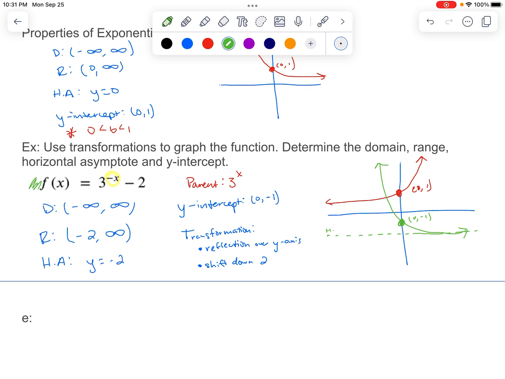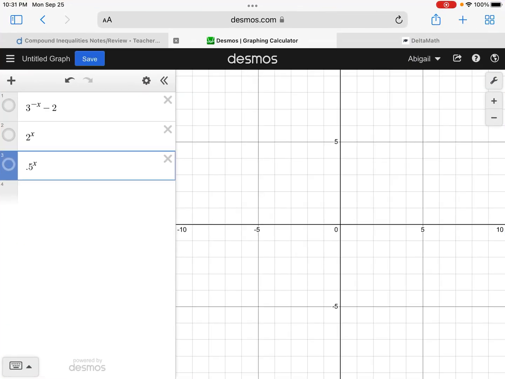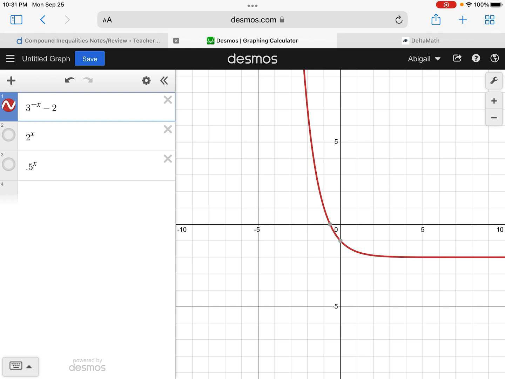So my horizontal asymptote here is now going to be at y equals negative 2. Again, this is just kind of a rough sketch, but you're getting the idea behind the transformations. Just as a double check here, I've already got it pulled up on Desmos. You can see graphically I'm at 0, negative 1. The graph did in fact shift down 2 because I can see my horizontal asymptote there at negative 2, and I can tell that it reflected over.